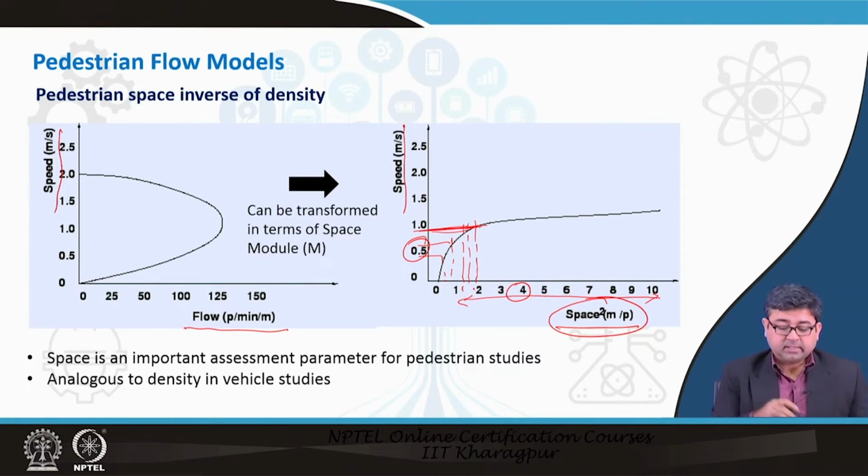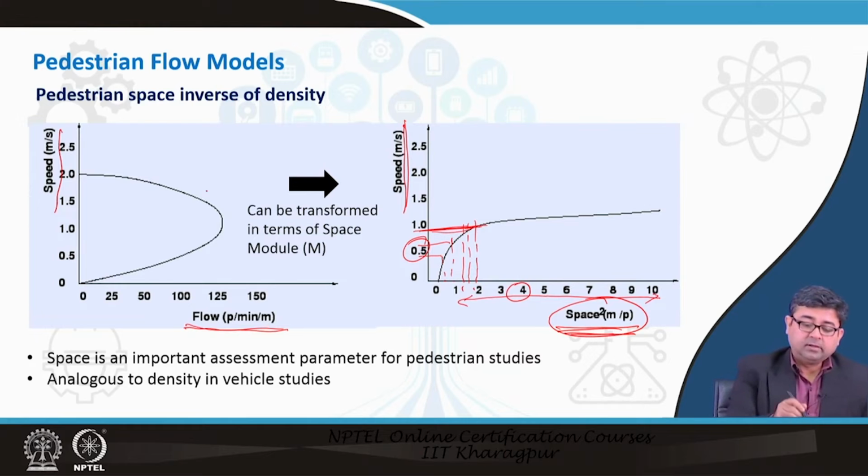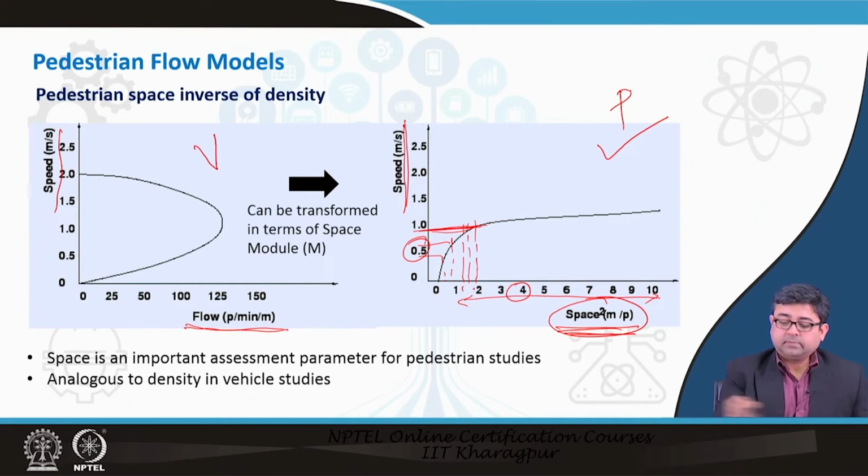So, that is the idea of developing a relationship between space and speed, versus developing it between flow and speed, which is more of a vehicular relationship, and this is more of a pedestrian relationship.